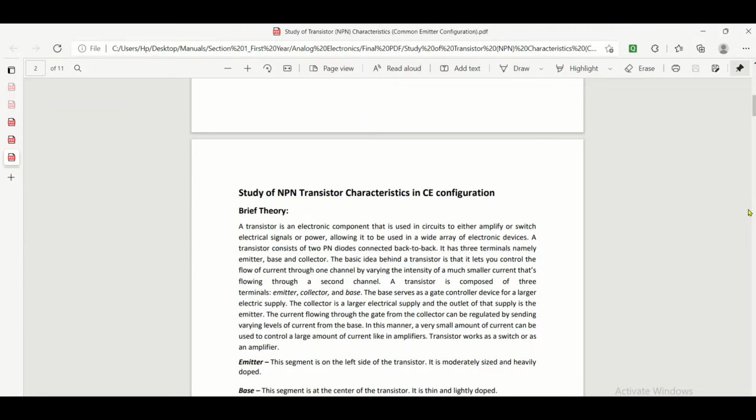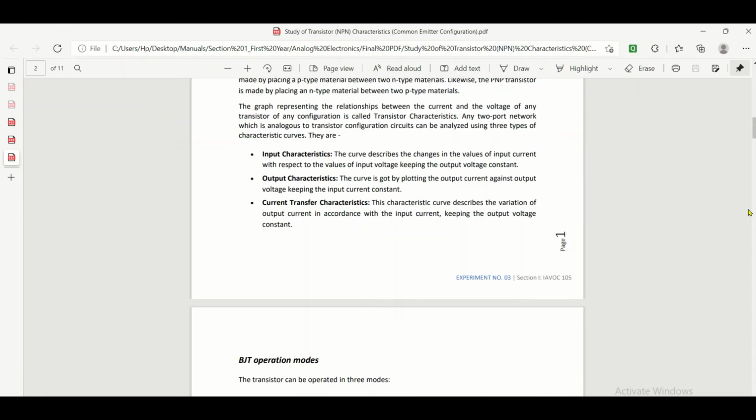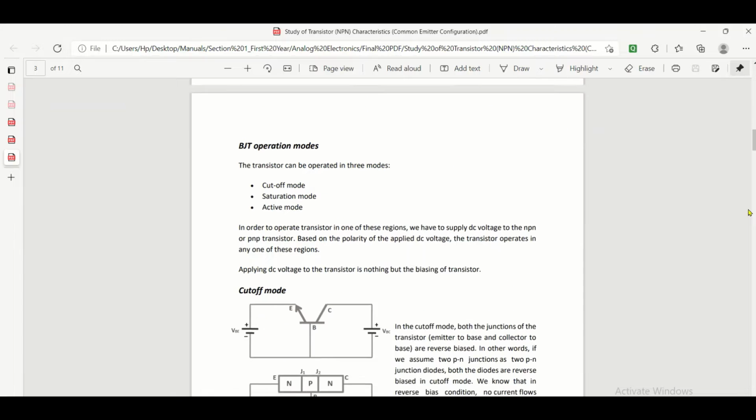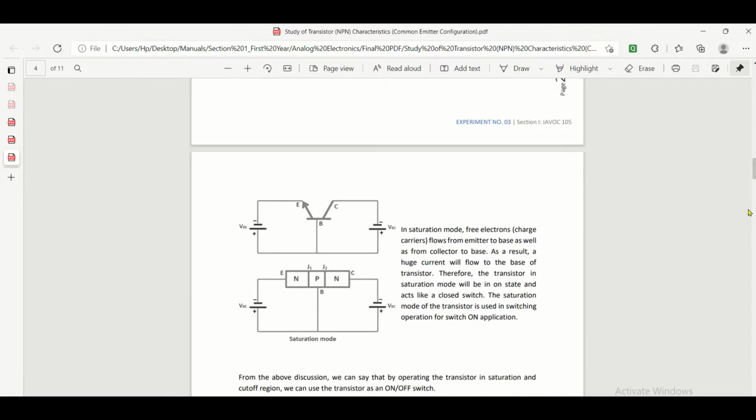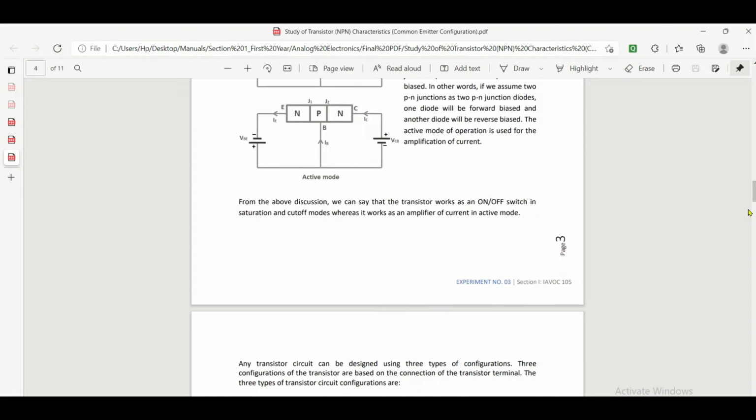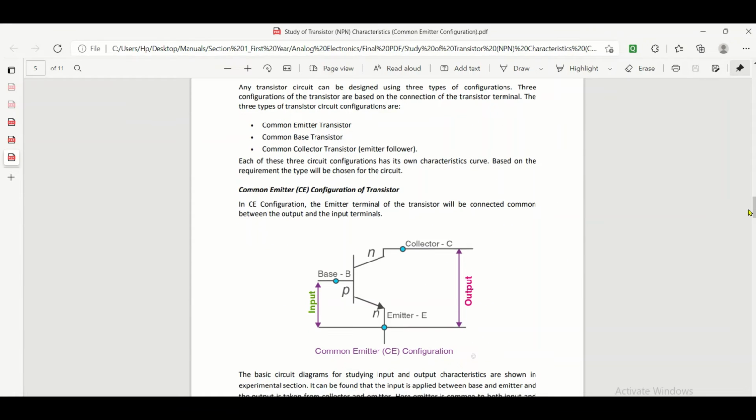The manual consists of the necessary theoretical background that is required to work with a transistor, definition of different transistor characteristics, and operation modes of bipolar junction transistors. They have all been discussed with necessary detail.